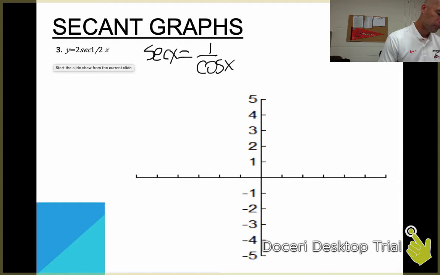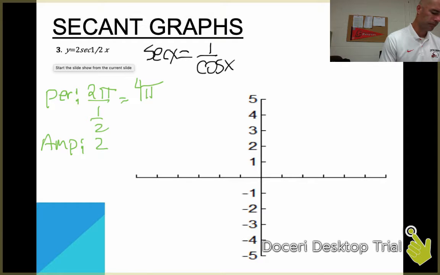So we'll start off here. My period is going to be 2 pi over 1/2, which makes that 4 pi. My amplitude is going to be the absolute value of 2, which is 2.